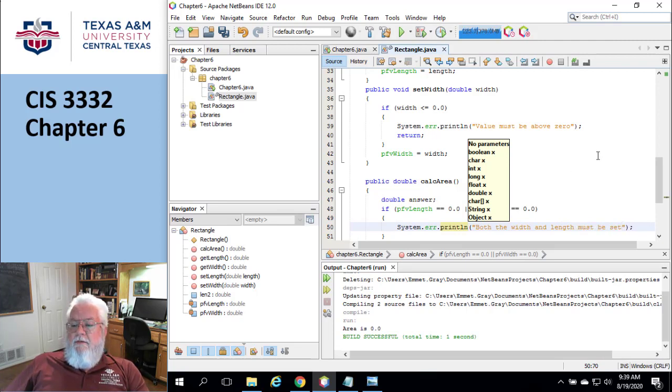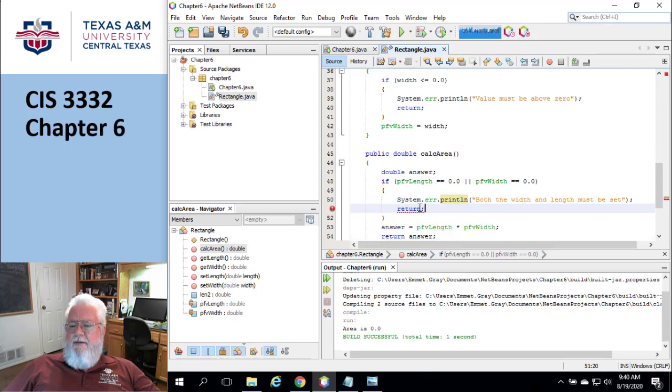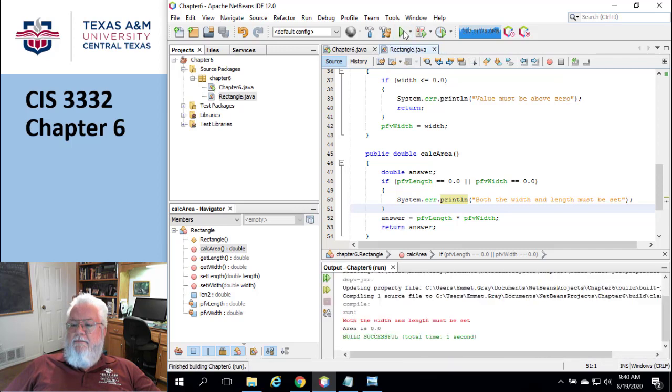Okay. So what I'm doing here is I'm trying to figure out how to do input validation: primary, secondary, and sanity checking. Sanity checking is really secondary input validation, except there's no real input involved, right? So it's kind of hard to call it input validation when we don't actually have one. Okay, so that's why I call it sanity checking. All right, let's run this. Then it says both the width and the length must be set.